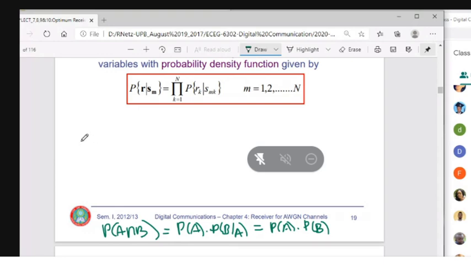So you start with R of t. What we have said is that at the output we have two coefficients, R1, and then at the output of the second correlator we have the coefficient R2. So these two would form the vector R. R1 and R2 are random.